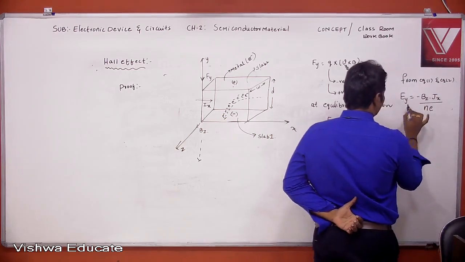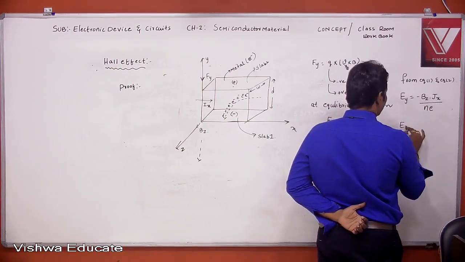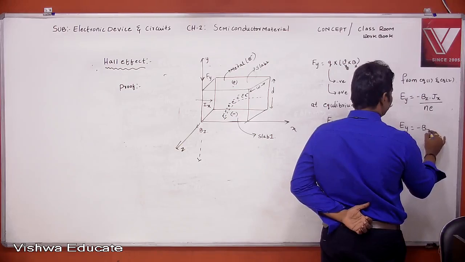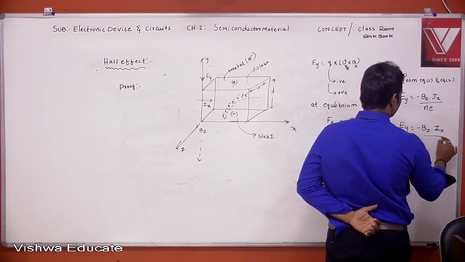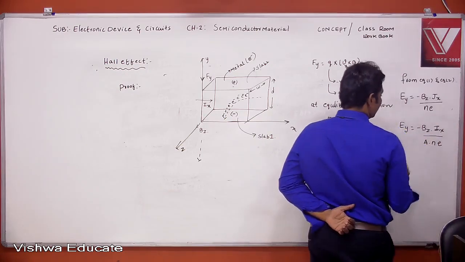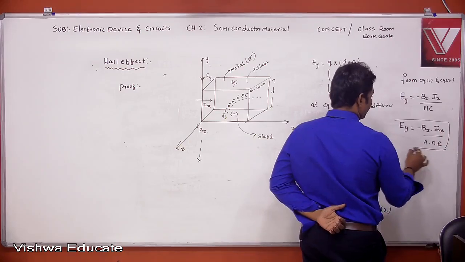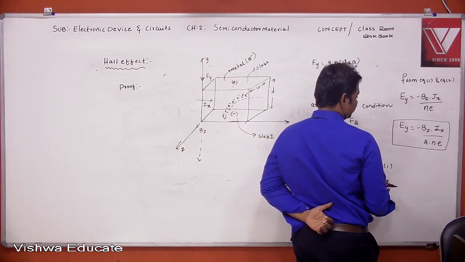Now here, what is the current density in terms of current? I by A. So Bz into Ix by A into Ne, right? So this is the induced electric field within a specimen, right?